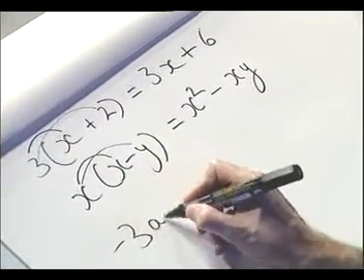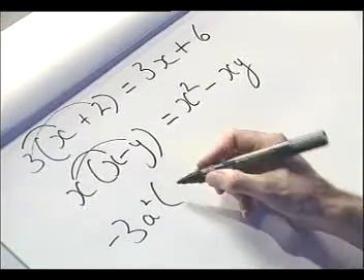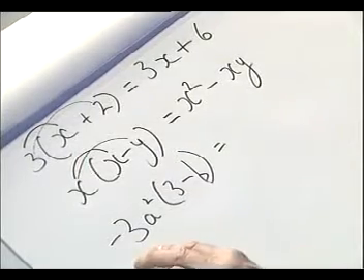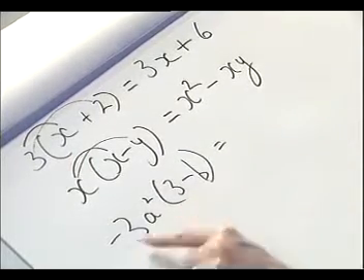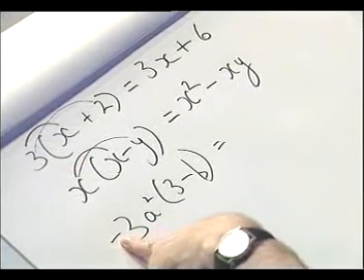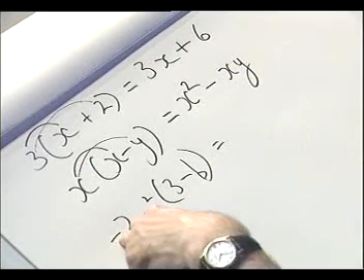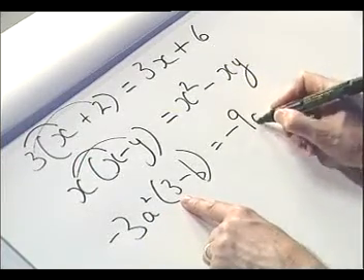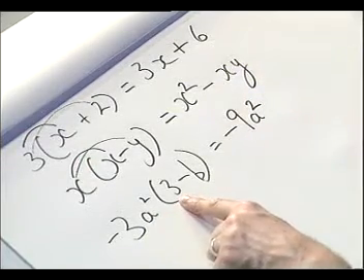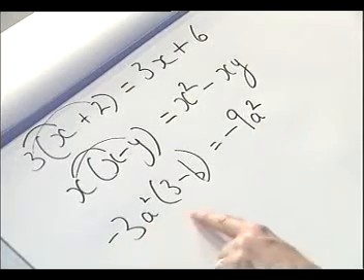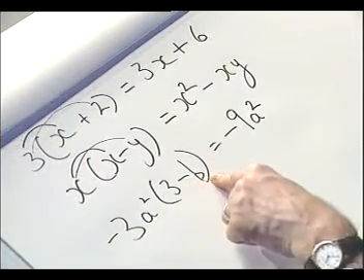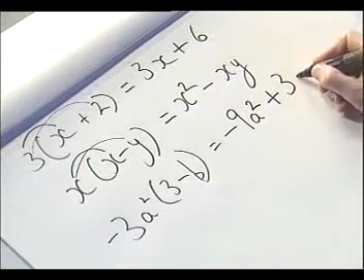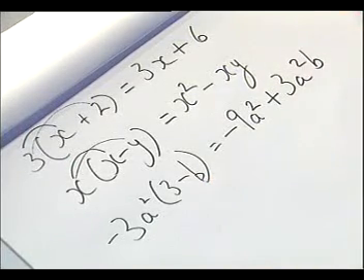Minus 3a squared, and then in the bracket 3 minus b. Now we're multiplying everything inside by what's outside, and what's outside has got this minus sign attached to it, so we've got to take care. So we have minus 3a squared times 3, minus 9a squared. Minus 3a squared times minus b. So the minus minus together gives us a plus, and we have 3a squared b.